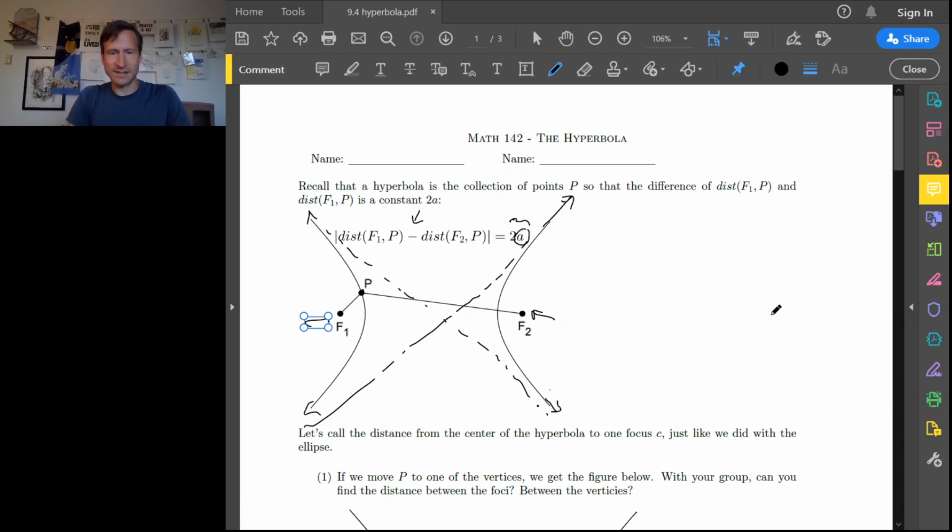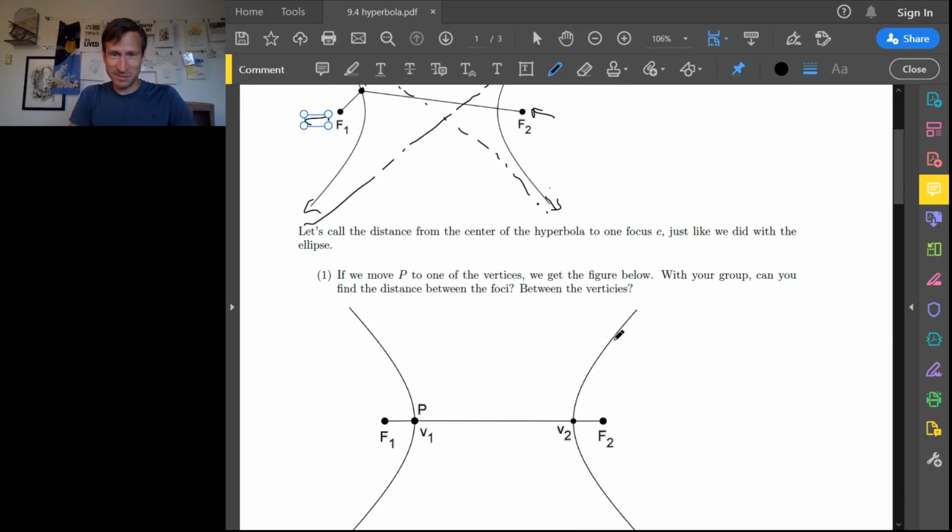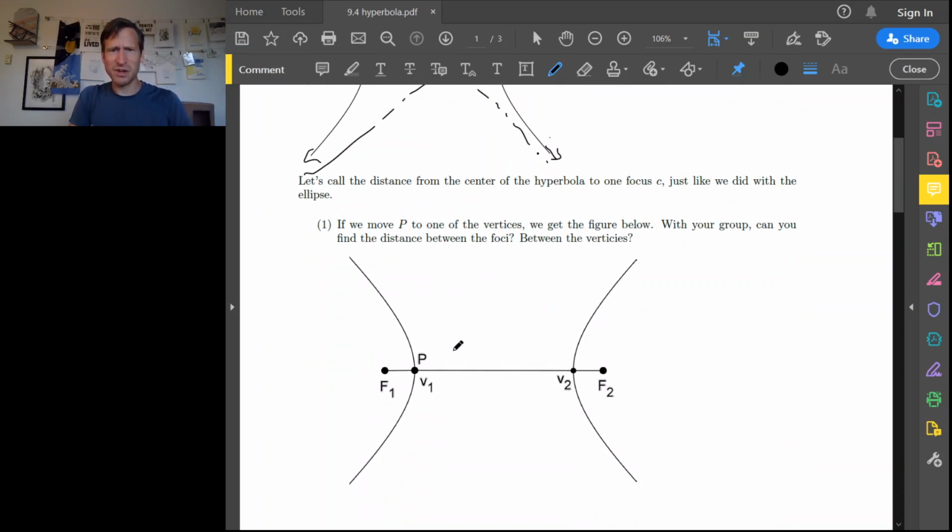Okay, so let's pause the video now and work on number 1. See if you can figure out what the distance between the vertices of this hyperbola is, and also the distance between the foci.